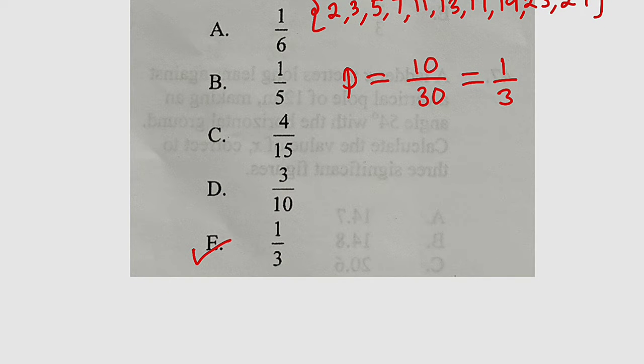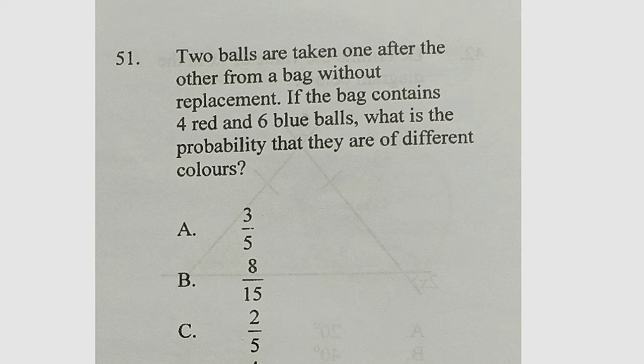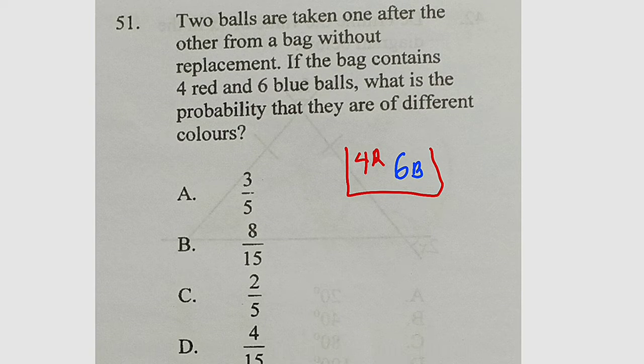Now let us move on to question number 51. Question number 51 reads, 2 balls are taken one after the other from a bag without replacement. If the bag contains 4 red balls and 6 blue balls, what is the probability that they are of different colors? All right, suppose we have a bag like this, and it happens that we have 4 red balls and we have 6 blue balls inside. You know, we are going to draw out 2 balls without replacement.